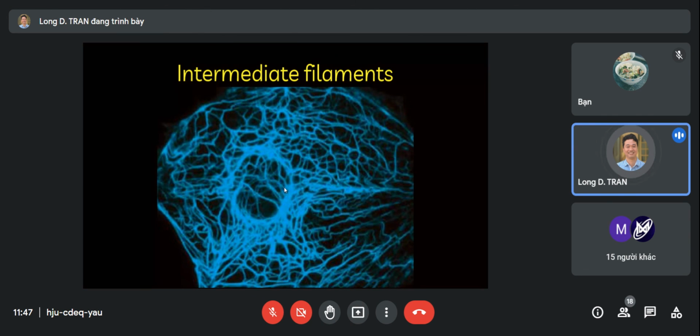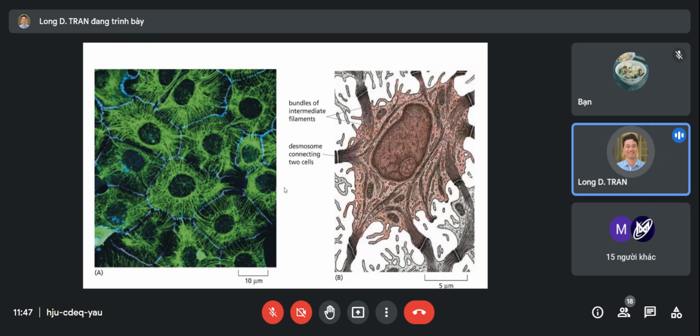The last type of cytoskeletal filament is the intermediate filament. So intermediate filaments can be observed in, for example, epithelial cells and skin cells, where you can see that the intermediate filament comes from one cell and goes through the cell membrane to the other cells. So these are the desmosomes, where the cells are connected tightly to each other by intermediate filaments.